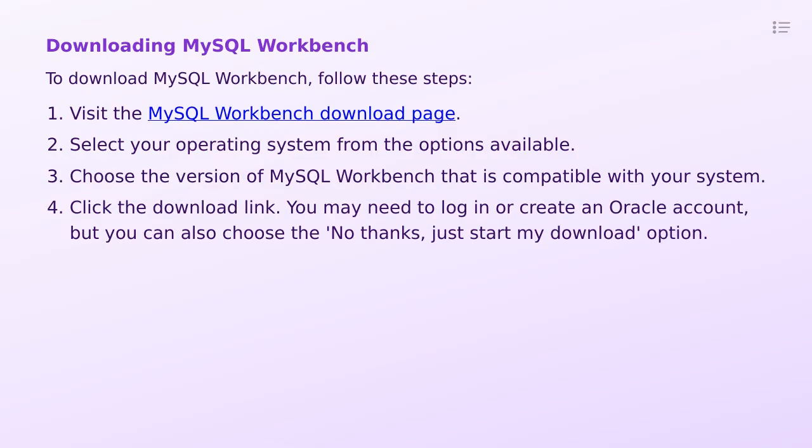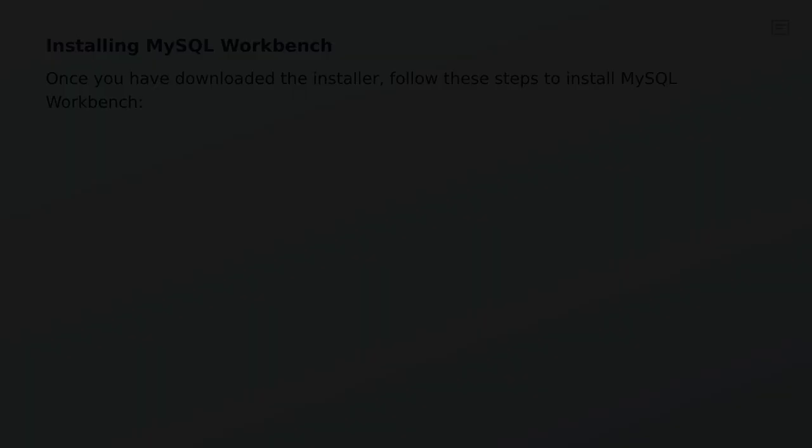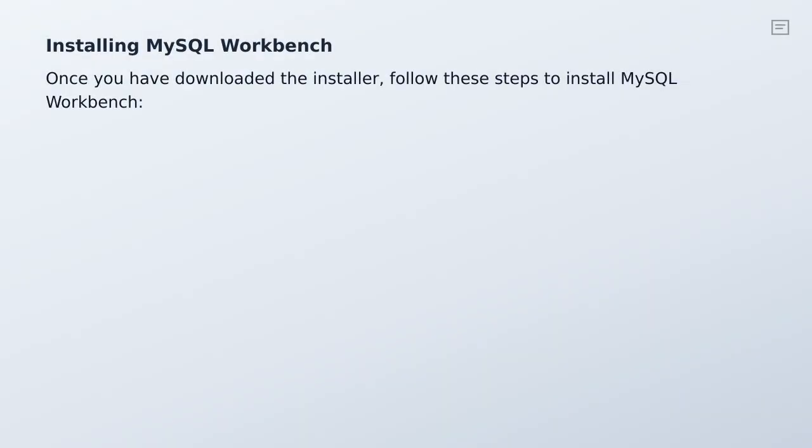Next, downloading MySQL Workbench. To download MySQL Workbench, follow these steps. First, visit the MySQL Workbench download page. Next, select your operating system from the options available. Then, choose the version of MySQL Workbench that's compatible with your system. Finally, click the download link. You may need to log in or create an Oracle account, but you can also choose the "No thanks, just start my download" option.